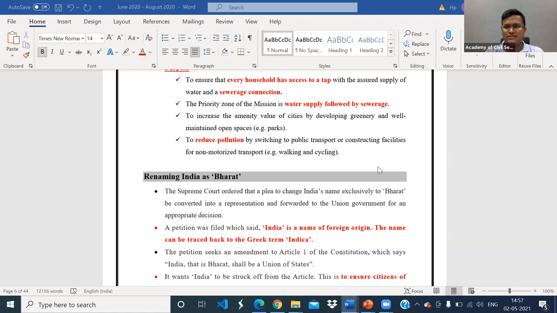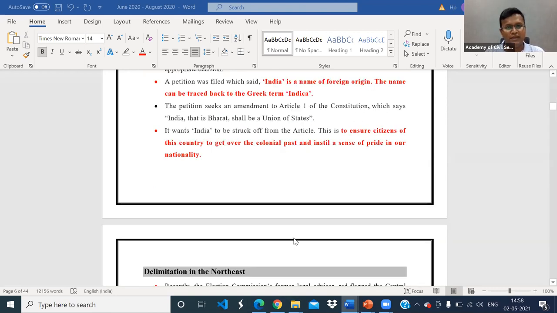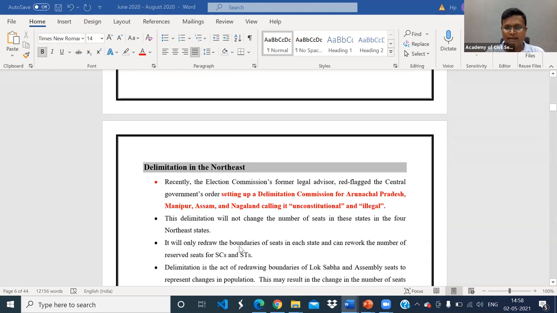A petition was filed in the Supreme Court of India that the term India should be removed from Article 1. The Supreme Court has asked the opinion of the Central Government of India. What is your opinion? Because India comes from a Greek term, Indica, and it was the name given by the colonial people to India. The original name of India is Bharat. That is why only the name Bharat should be in the Constitution, and India should be removed. The Supreme Court has asked the opinion of the Central Government of India on this.